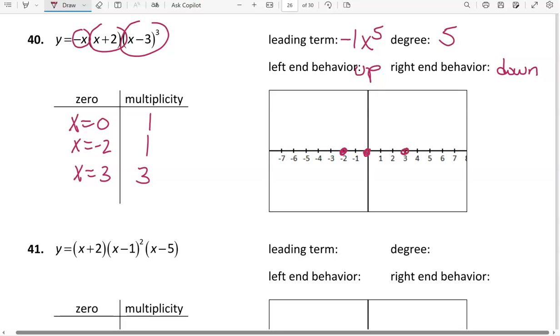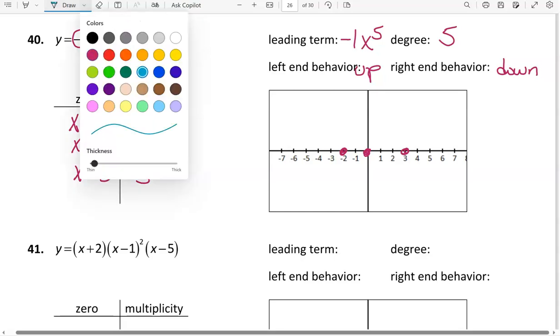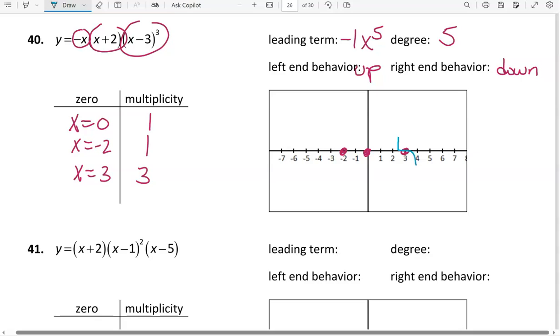And our right-hand behavior is down, but as we approach the 0 at x equals 3, we know that it's going to flatten, but we need to have the right end heading downward, and then the left end is going to be heading upward, but it's going to come back down to that other 0, and since the other zeros are multiplicity 1, the graph's just going to basically pass straight through them. Make sure that you are exaggerating that flattening. So I'm going to do a better job here of exaggerating that flattening at x equals 3.